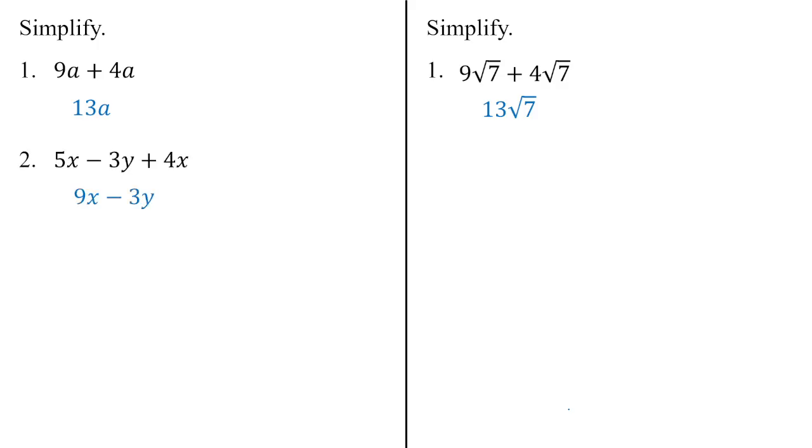Next, we have 5x minus 3y plus 4x. We only added the like terms, therefore we added the x's. Therefore, we end up with 9x minus 3y. Well, same thing. We have 5 times the fifth root of 2 minus 3 times the fifth root of 11 plus 4 times the fifth root of 2. Notice we only added the coefficients of the fifth root of 2. Therefore, you have 9 times the fifth root of 2 minus 3 times the fifth root of 11.